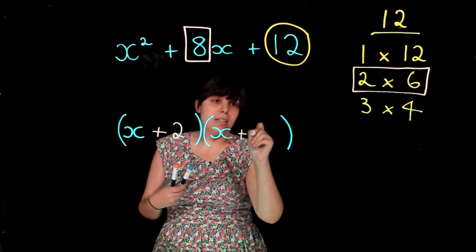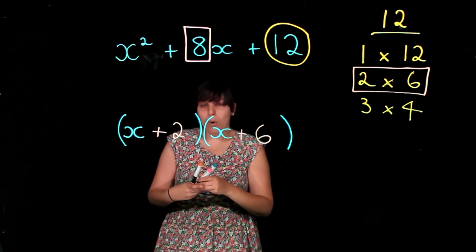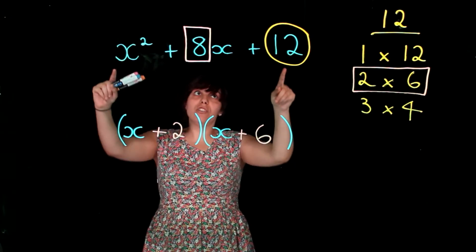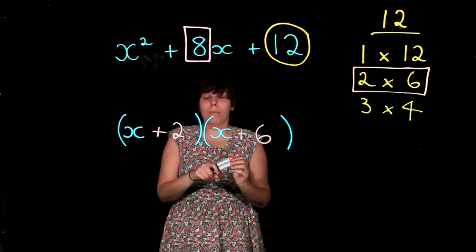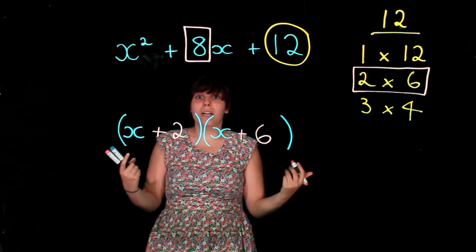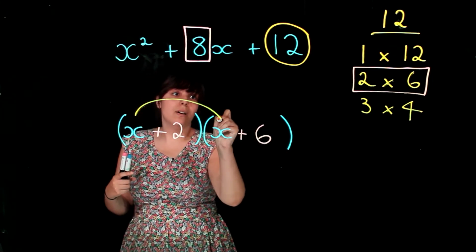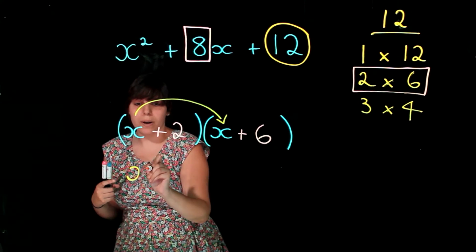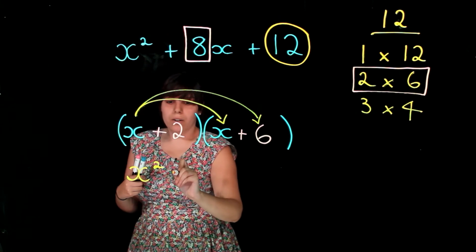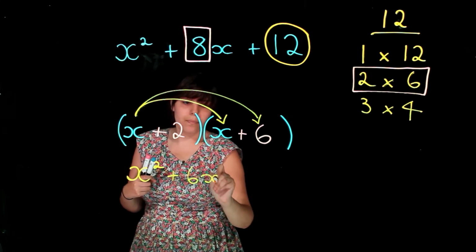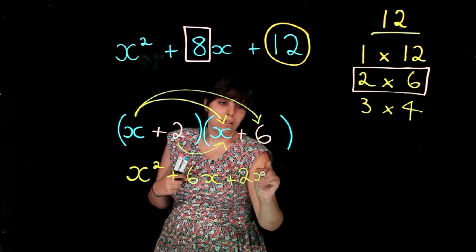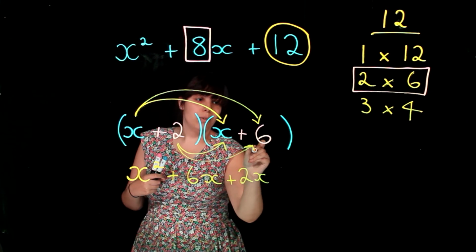and x plus 6. Now, the important thing to realise is that we need to check this to make sure we get what we started with. So, I'm going to use my method of expanding brackets. I'm going to do x times x, which gives me x squared. x times 6, which gives me 6x. 2 times x, which gives me 2x. And 2 times 6, which gives me 12.